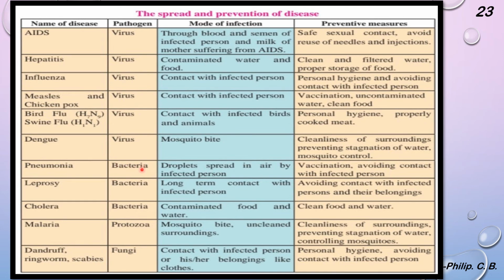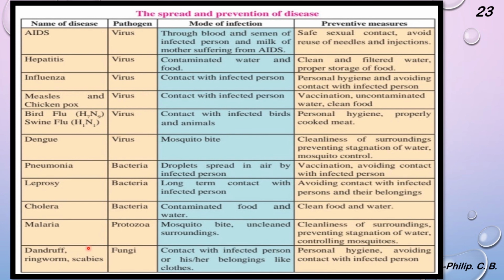Pneumonia caused by bacteria, droplets spread in air by infected person. Vaccination, avoiding contact with infected person. Leprosy caused by bacteria, long-term contact with infected person, avoiding contact with infected person and their belongings. Cholera, again caused by bacteria, contaminated food and water, clean food and water. Malaria, protozoa, mosquito bite, unclean surrounding, cleanliness of the surrounding, preventing stagnation of water, control mosquito.